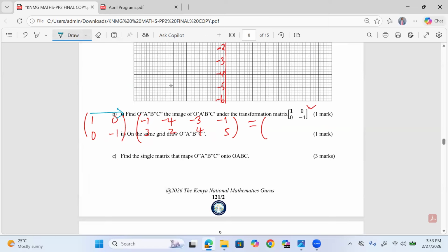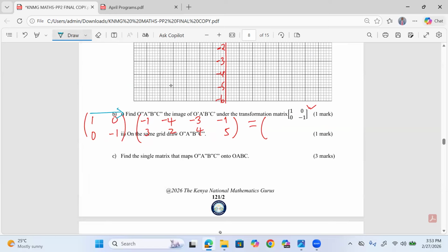The second image, it will be -1, -3. And for A, it will be -4, -2. For B, it shall be -3, -4. And finally, you will close the brackets. And finally, C double prime shall be -1, -5. Then you plot according to the second instruction. On the same grid, you draw.